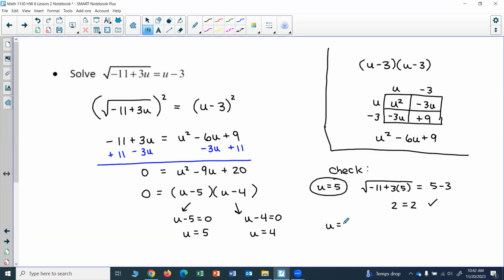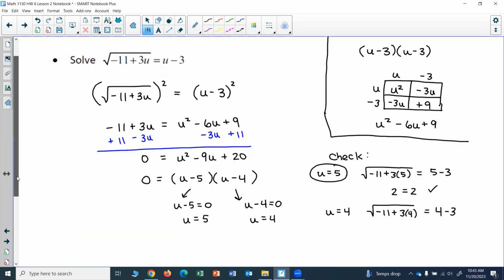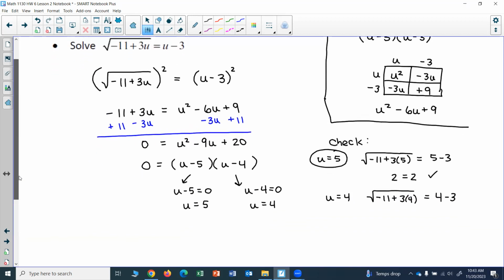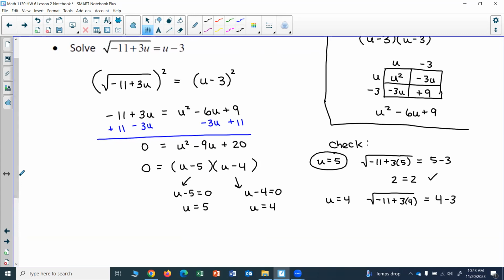The other one, u equals 4, I would plug that in. I'll get the square root of negative 11 plus 3 times 4 equals 4 minus 3. So you want to go ahead and figure out negative 11 plus 3 times 4 is 1. So I get the square root of 1 is 1. So I get 1 equals 4 minus 3 is 1. So 1 equals 1. So I have two valid solutions.